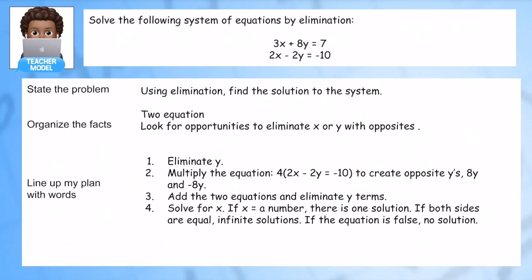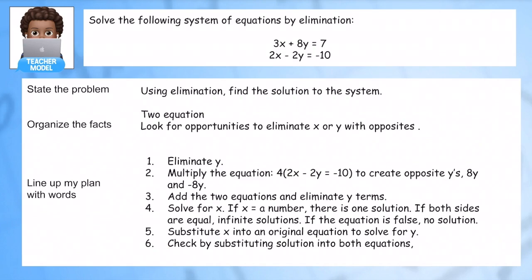When I am solving for x, this is what's going to help determine if I have 0, 1, or infinite solutions. If x equals a number, there's one solution, and I'm going to keep going to find y. If both sides are equal, like x equals x or 5 equals 5, I have infinite solutions. If the equation is false and untrue, like 3 equals 2, no solutions. So if I have a solution, I get x equals some number, I'm going to substitute x into an original equation and solve for y. And then I'm going to check my solution in both equations. So hit pause so you can jot this plan down into your notes.